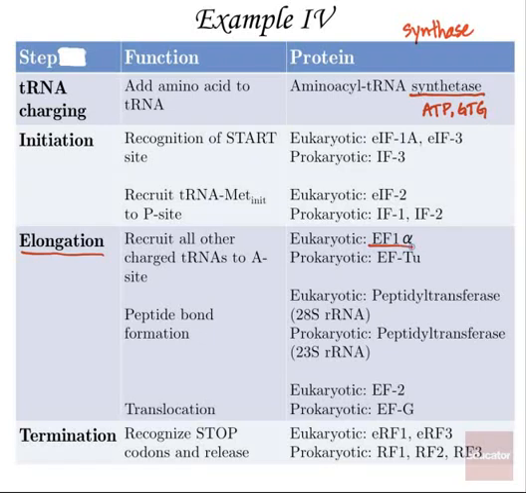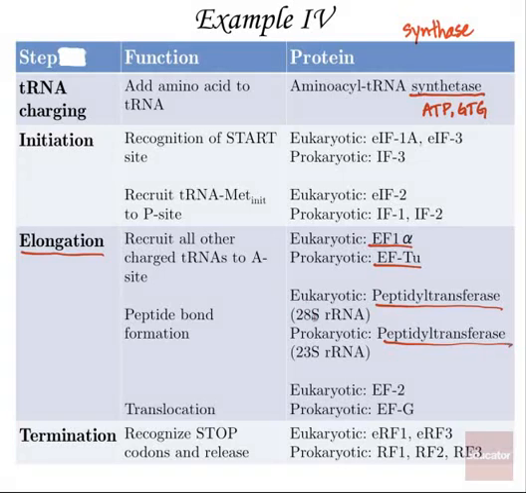Okay, prokaryotes, that's EF1 alpha. For prokaryotes, EF-Tu. For peptide bond formation, whether it's eukaryotic or prokaryotic, the name of that enzyme is peptidyltransferase, and it is a ribozyme, okay, meaning it is a ribonucleic acid that has enzymatic activity. For eukaryotes, that's the 28S rRNA, and prokaryotes, that's the 23S rRNA. Okay, and either one of those are found in the large subunit.